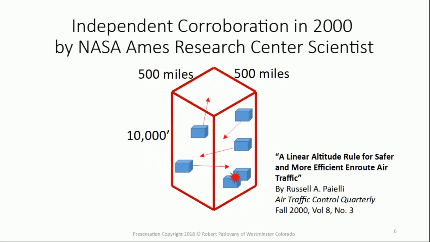Russ Pielli of NASA Ames Research Center in 2000 published a corroborating result with his model based on 500 miles by 500 miles by 10,000 feet tall, and he found similar results: random altitude pilots being 5 times safer than HCAR pilots, and pilots flying the NASA preferred linearization of random altitudes as a function of random headings were 33 times safer than pilots obeying the hemispherical cruising altitude rules of international regulations.